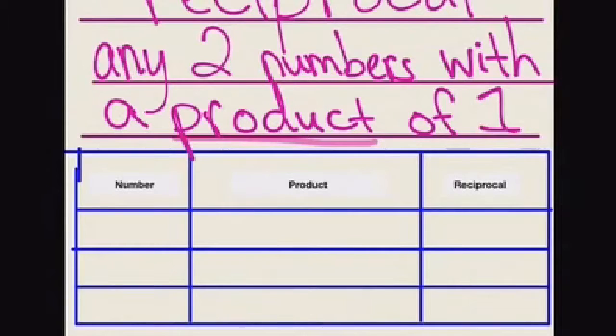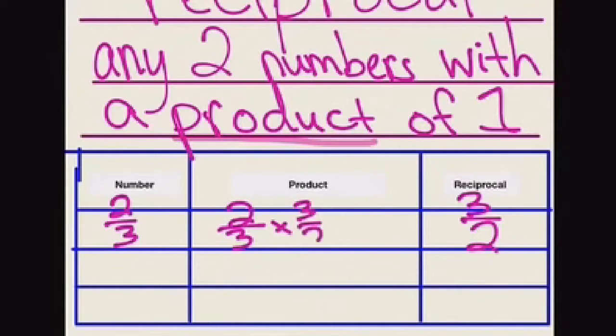Let's try a few more examples together. Let's say I gave you the fraction 2/3. The reciprocal of 2/3 is 3/2. And just to double check, let's multiply them together. 2/3 times 3/2. Multiply the numerators together, multiply the denominators together. 2 times 3 is 6. 3 times 2 is also 6. And 6 divided by 6 simplifies to 1. So we can see that these numbers really are reciprocals of each other because their product is 1.